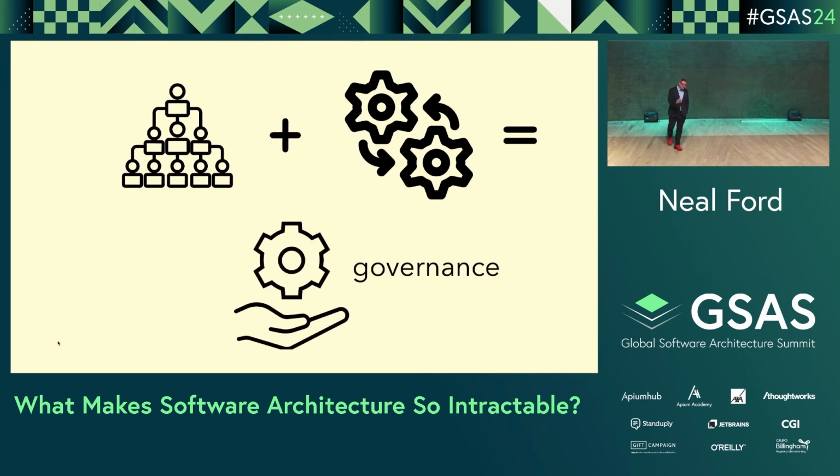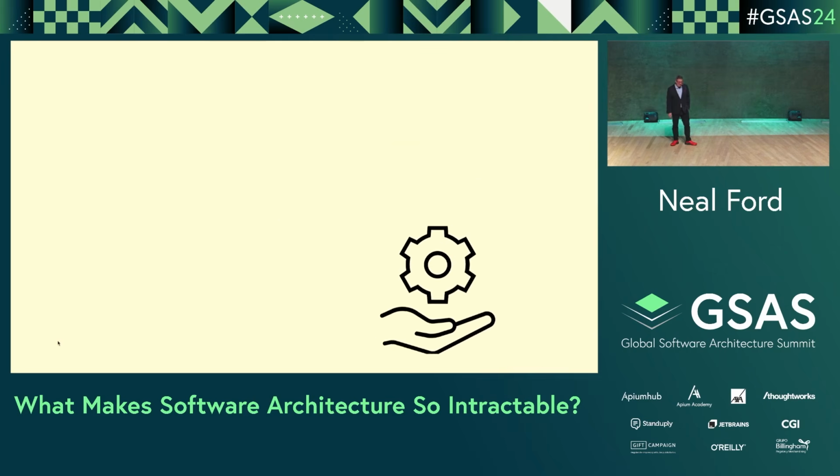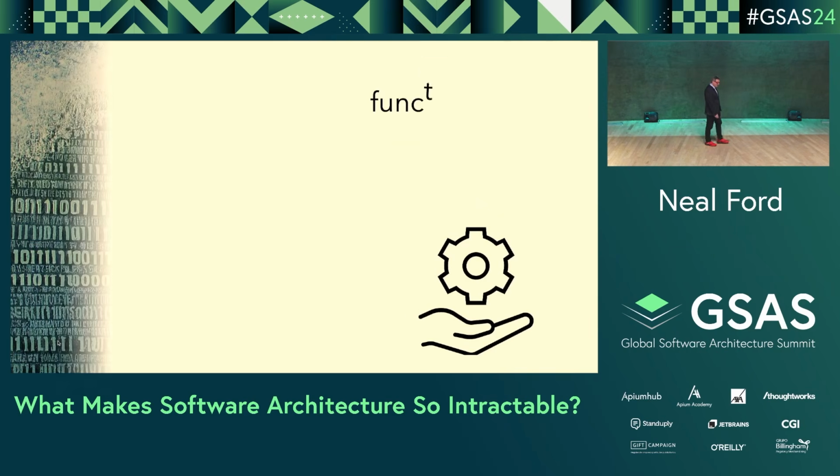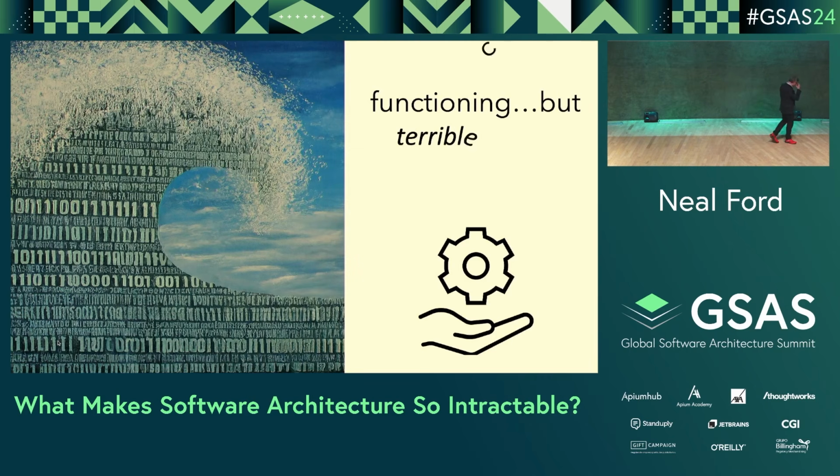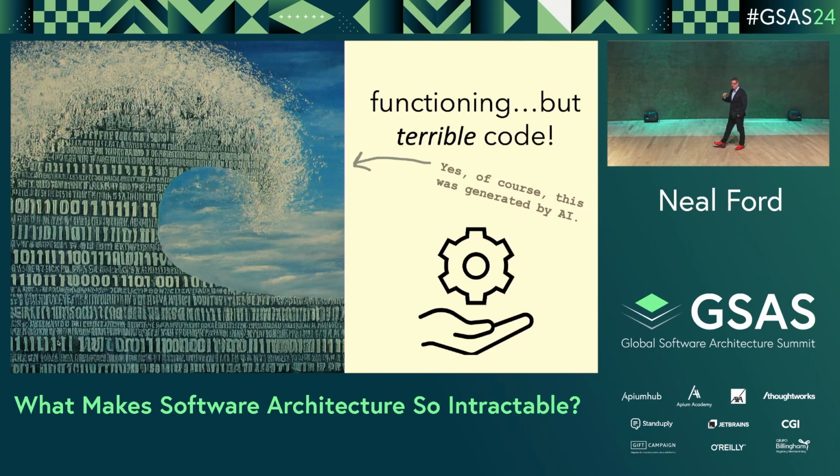So these two things together really account to governance. And I'll leave you with one last thought. And this is apropos to the theme of this conference. As architects, get ready for a tidal wave of functioning but terrible code. Because Gen AI, when it generates code, it does so with brute force, and it works, but it's terrible. Get ready. It's coming in droves.